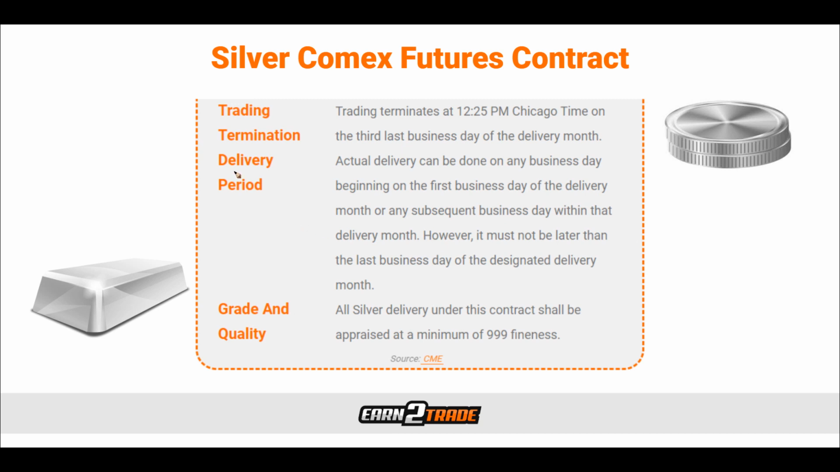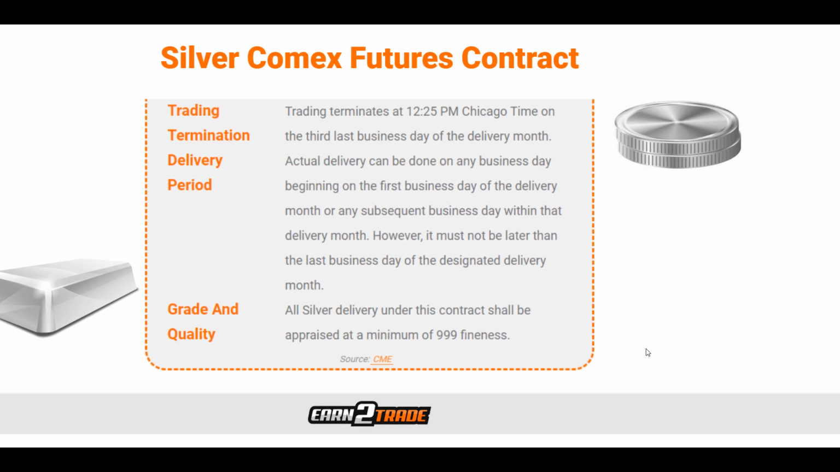As far as the trading termination, delivery period, as well as the grade and quality, the termination and delivery period is important. However, it's not overly exciting, and all of this information is actually available for you on the CME Group site as always. And if you're interested, I strongly suggest you check over there instead of trying to reserve some mental space to remember all of it. So we're going to skip past that. But as far as the grade and quality, all silver delivery under this contract shall be appraised at a minimum of 999 fineness. That is important because it determines that the quality of the silver has a minimum standard, and that is the 999 fineness.